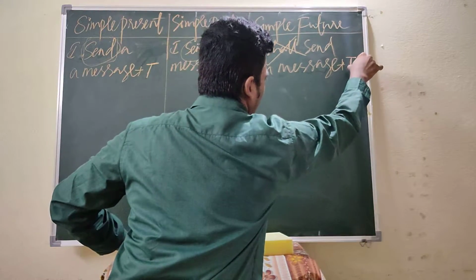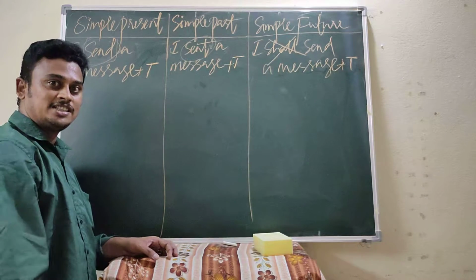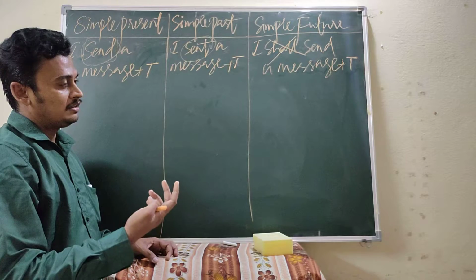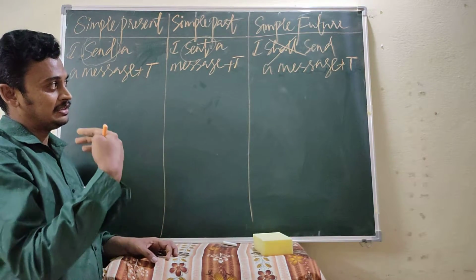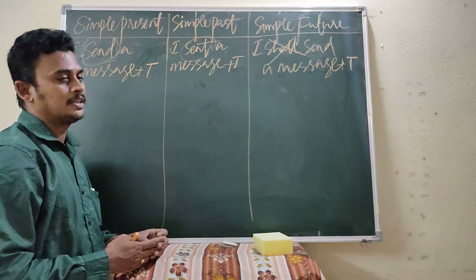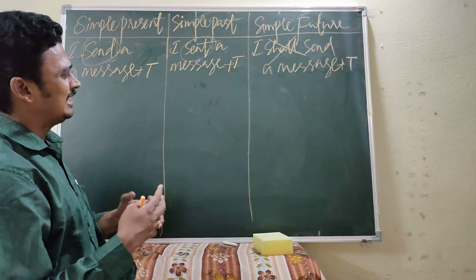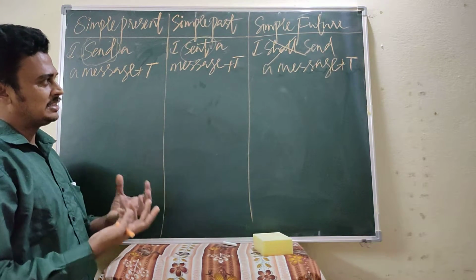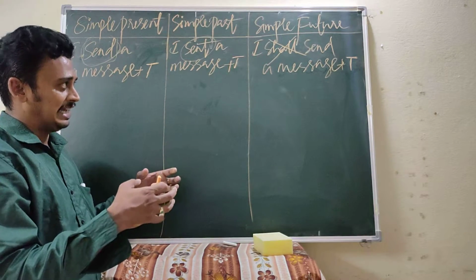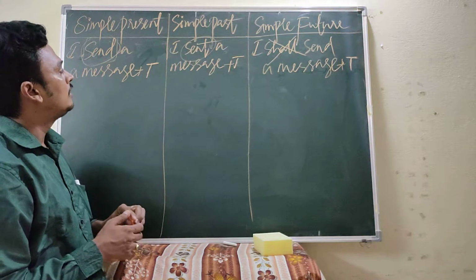What are the time indicators in simple future? Tomorrow, next month, next year, next minute, next week, next day, the following day. Such kinds of time indicators are very important while using simple future tense. If anything is missed in my teaching, particularly if something is lagging, then I will explain in the next coming videos.